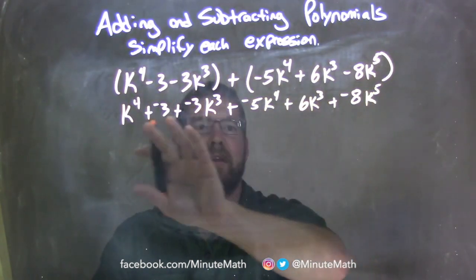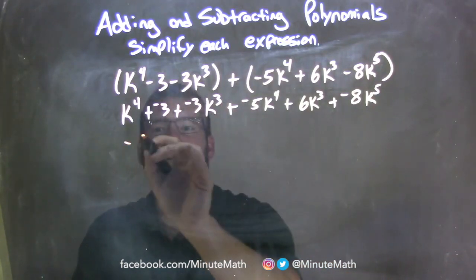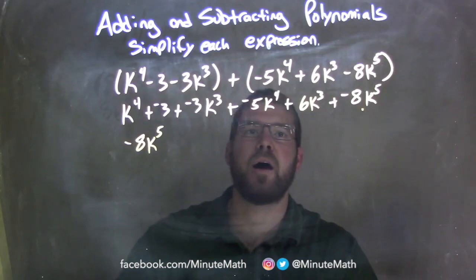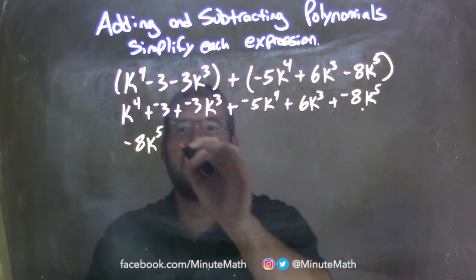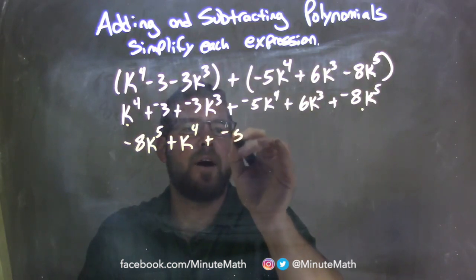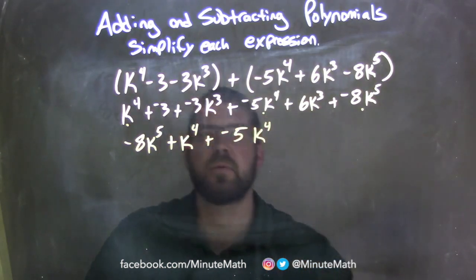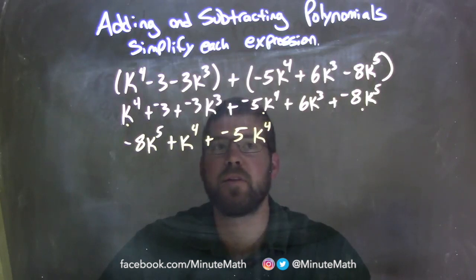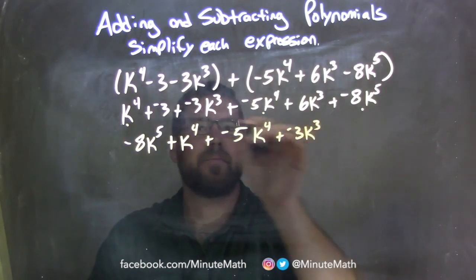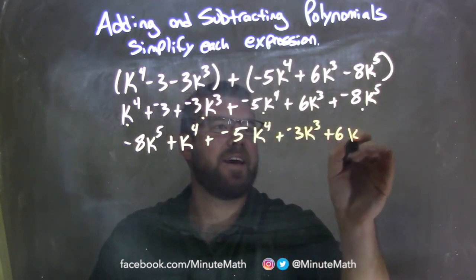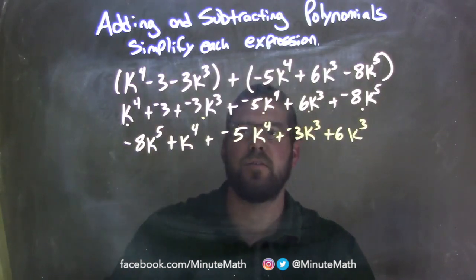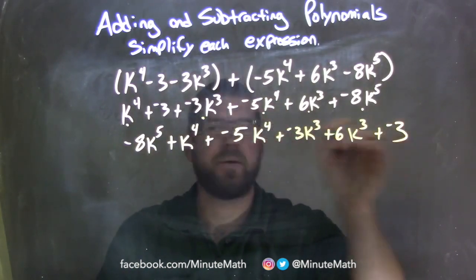So highest degree first is to the fifth power, negative 8k to the fifth. Then I put a little dot to show that I brought that down. Now I don't see anything else in the fifth, so the fourth power is just k, so we have k to the fourth. And then here we have a negative 5k to the fourth. Okay. Then from there, I don't see anything else in the fourth power. Third power, we have plus a negative 3k to the third. And then plus 6k to the third, the other one. I don't see anything else to the third power. So lastly, I have a plus a negative 3 right there.